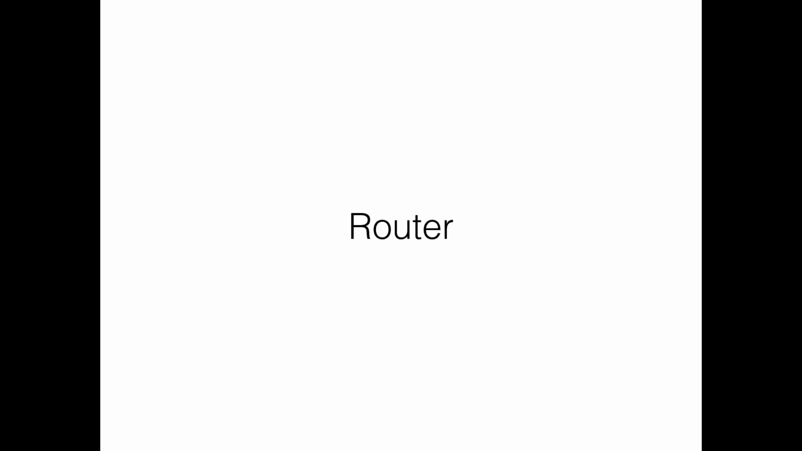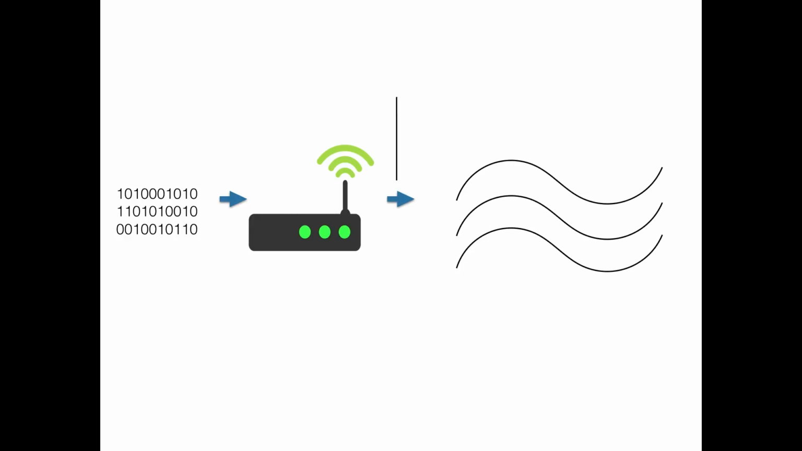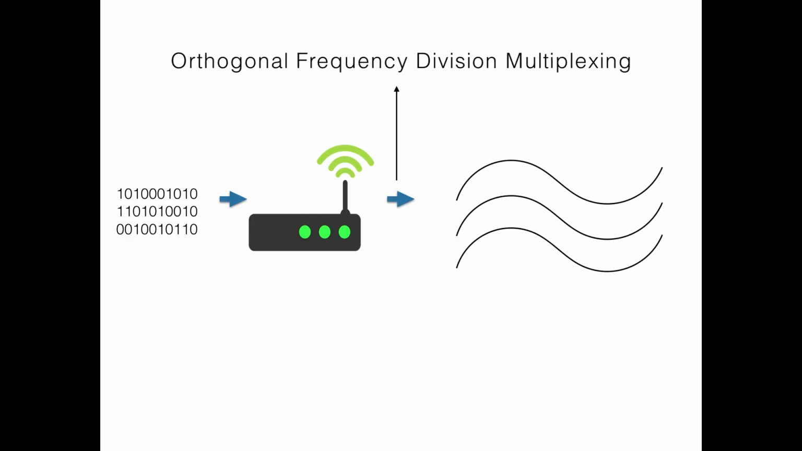A router is a networking device that forwards data packets between computer networks. A wireless router is a device that performs the functions of a router and also includes the functions of a wireless access point. When a certain bit of data is passed into the router, say through an Ethernet cable, the router converts this into radio waves through a certain form of modulation called orthogonal frequency division multiplexing or OFDM.